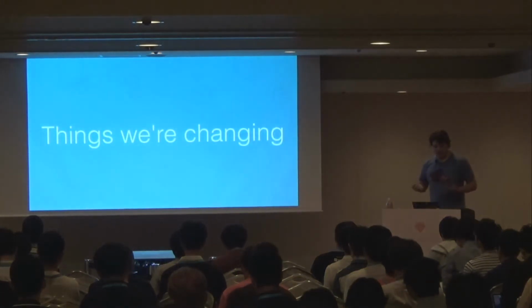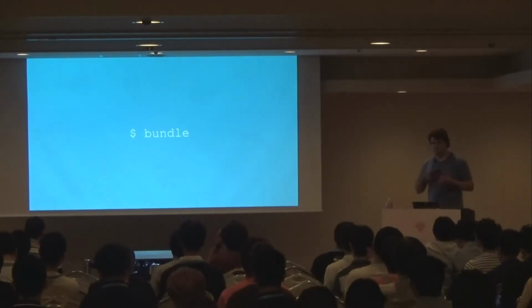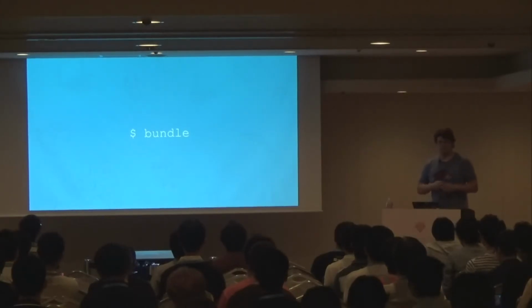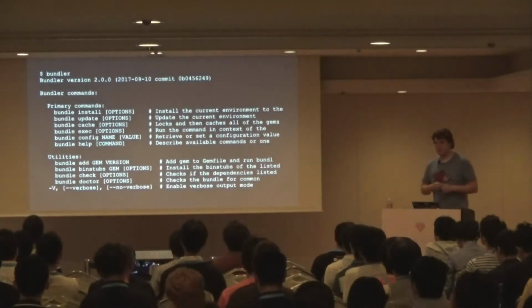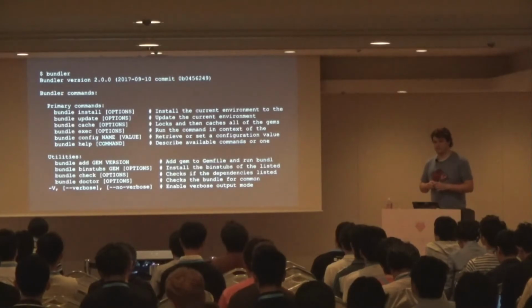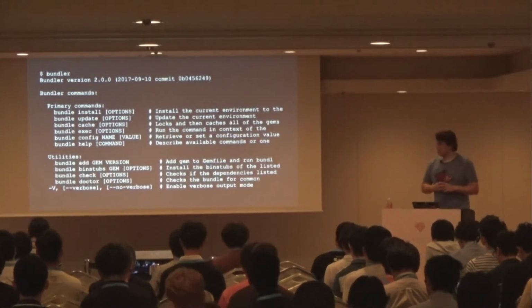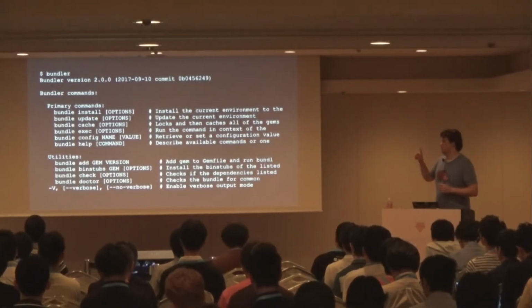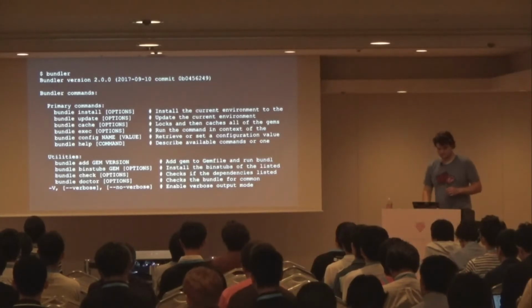So for things we're changing in Bundler 2, we're going to be changing the default command when you run bundler without any arguments. At the moment in Bundler 1, it is an alias of bundle install. But for Bundler 2, we're going to be moving that into the help. So when you just run bundle in Bundler 2, it will just print the list of available commands. And I think this will also include the bundler plugin command as well.